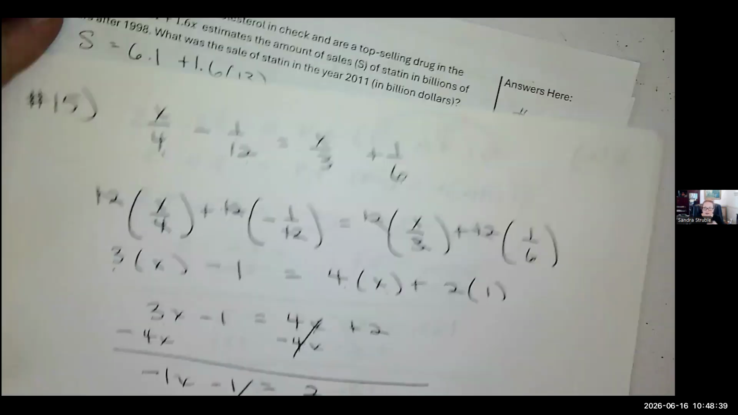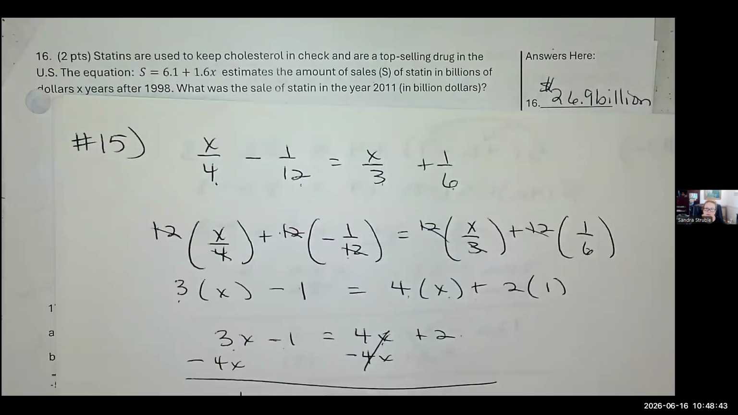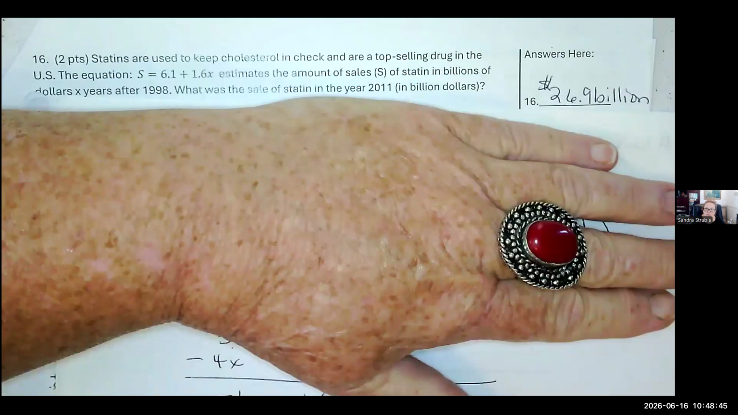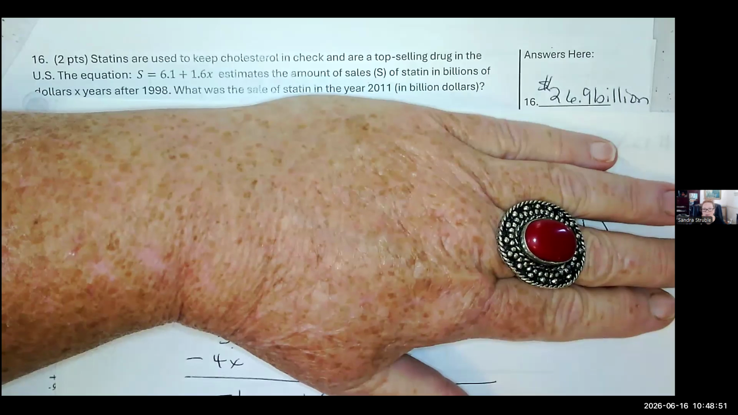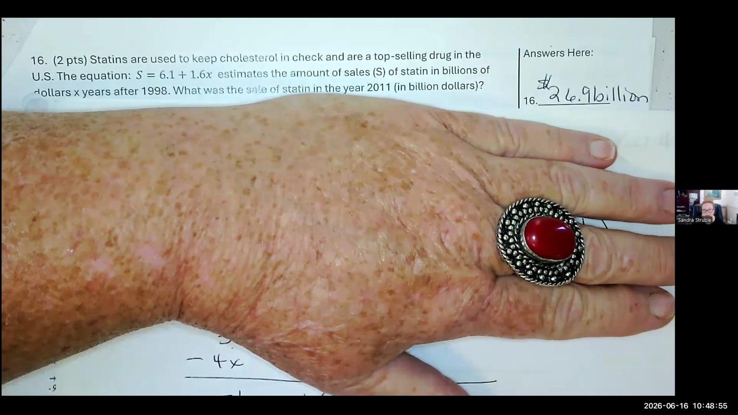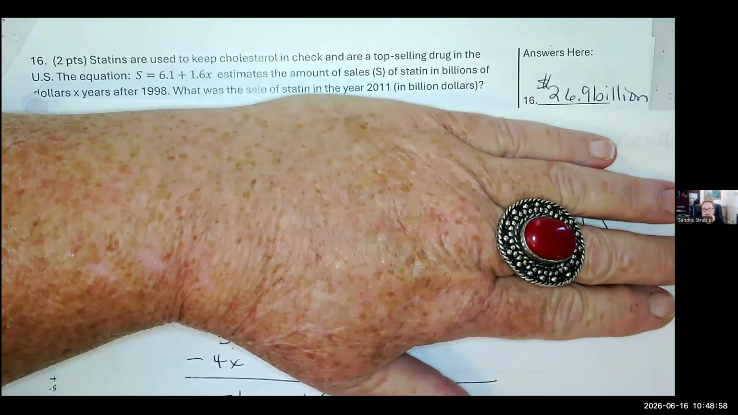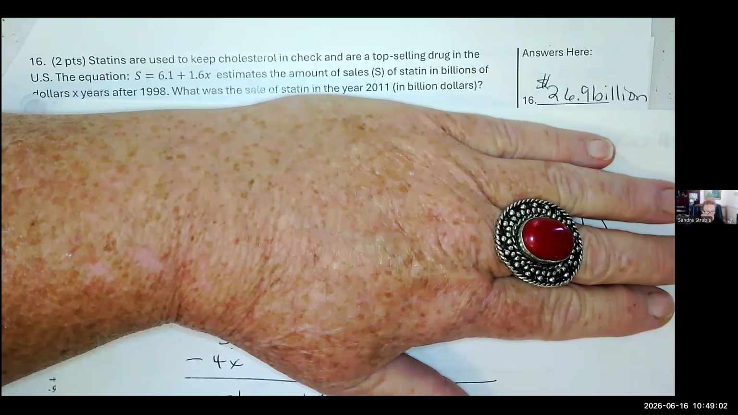All right, for this one, I'm going to show it to you. Statins are used to keep cholesterol in check and are a top-selling drug in the U.S. The equation S equals 6.1 plus 1.6x estimates the amount of sales, that's what S means, sales of statin in billions of dollars X years after 1998. What was the sale of statin in the year 2011? And this is billions of dollars.